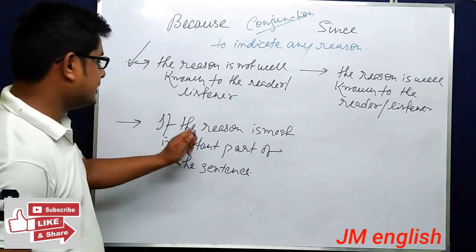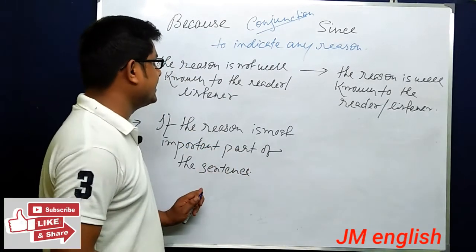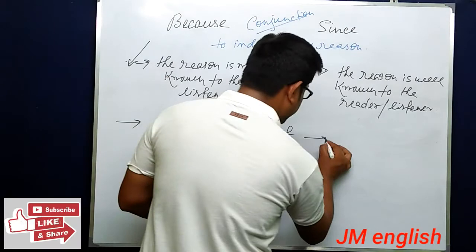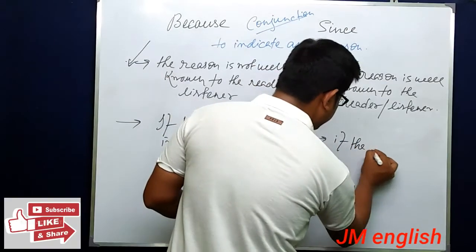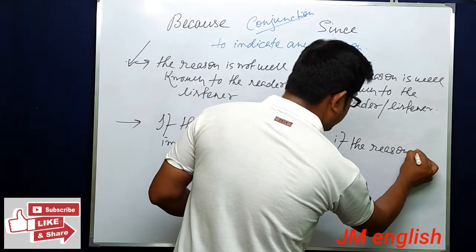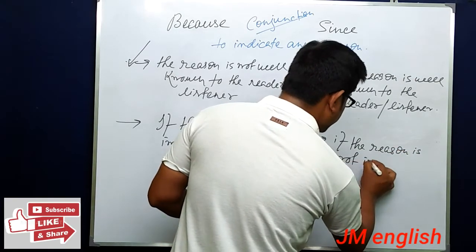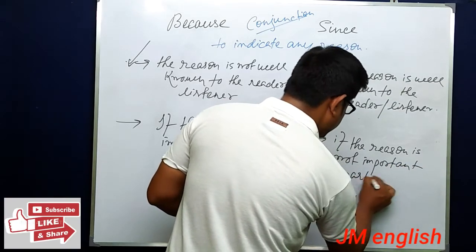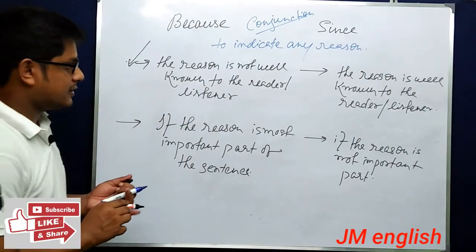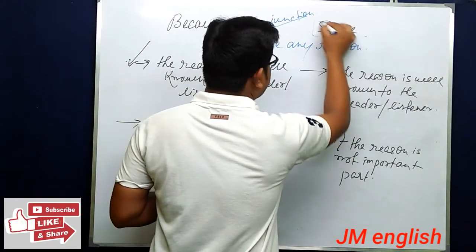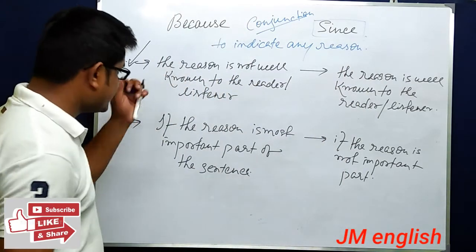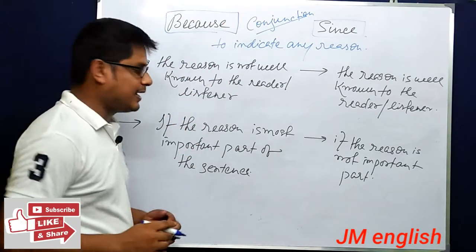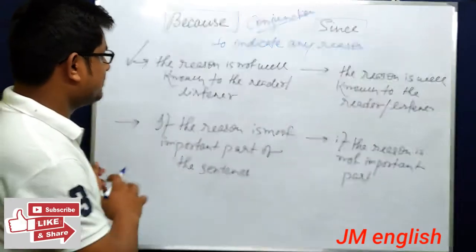Okay, if the reason is the most important part of the sentence, then you have to use because. But if the reason is not an important part in the sentence, then you have to use since. If the reason is very important in the sentence, then you have to use because. Okay, so that's the difference between because and since.